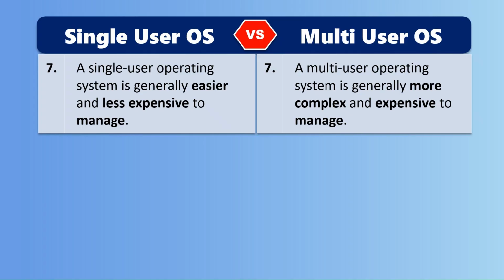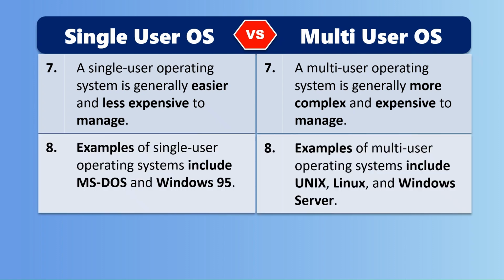A single-user operating system is generally easier and less expensive to manage. A multi-user operating system is generally more complex and expensive to manage. Examples of single-user operating systems include MS-DOS and Windows 95. Examples of multi-user operating systems include Unix, Linux, and Windows Server.